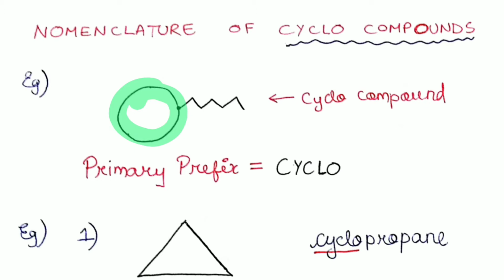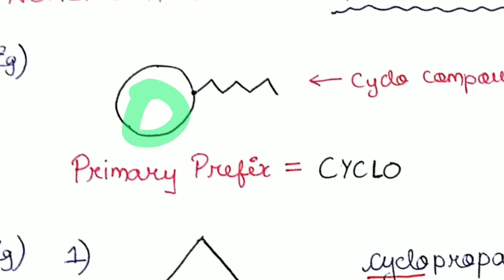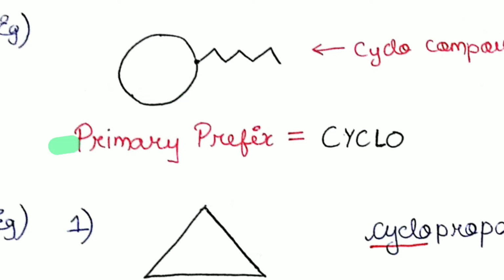So why do we need to have at least 3 carbon atoms in the ring in order to make a ring, guys? Because if you just have 2 carbon atoms and you join them together, all you get is a line. So basically, to form a closed ring-like structure, we need at least 3 carbon atoms in our ring. So now let's learn how to name these cyclocompounds. The primary prefix before any cyclocompound is basically cyclo.